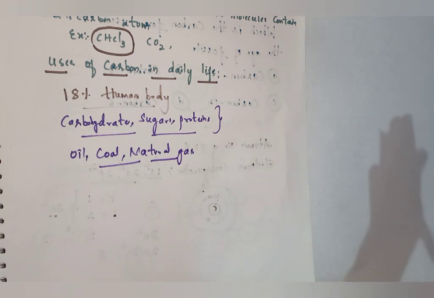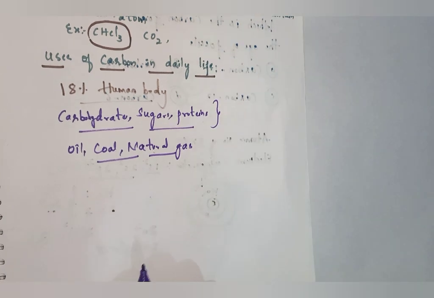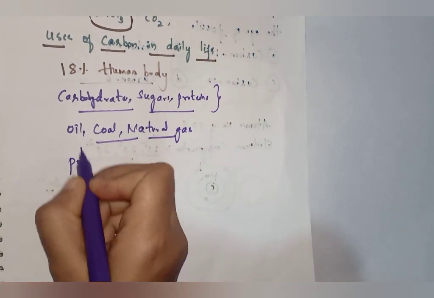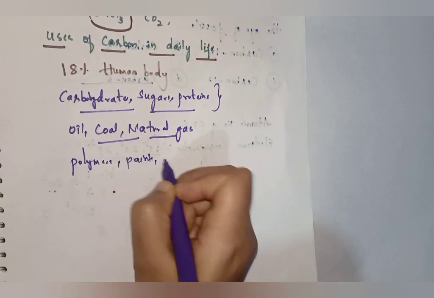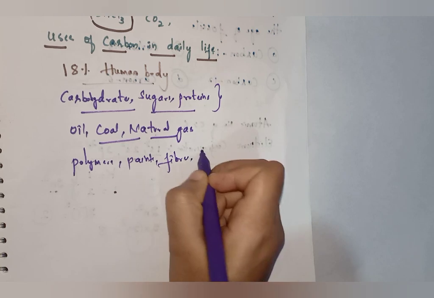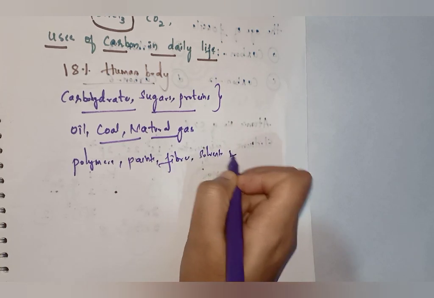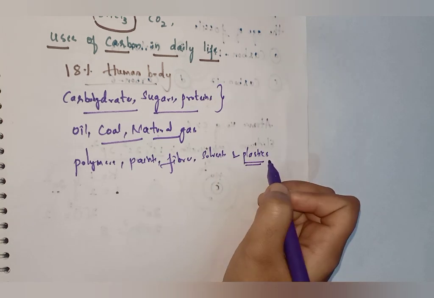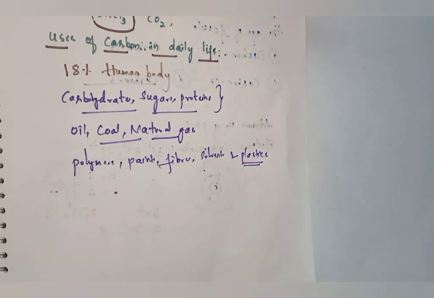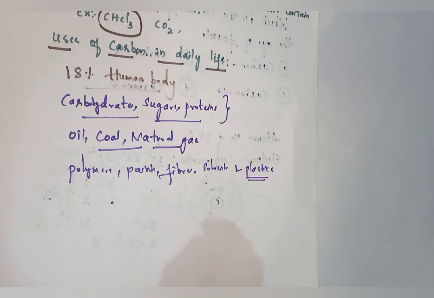In polymers, paints, fibers, solvents and plastics, everywhere carbon is present. In the petrochemical industries, that is the polymer industries, paints, fibers, solvents and plastics are all made up of carbon. Carbon is also present in different allotropic forms.